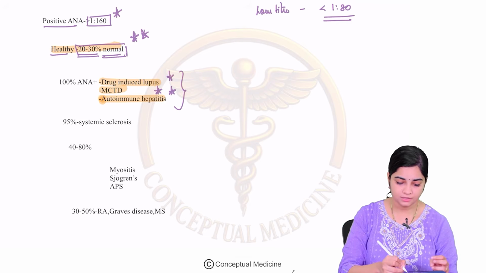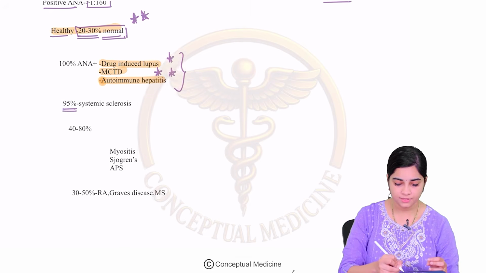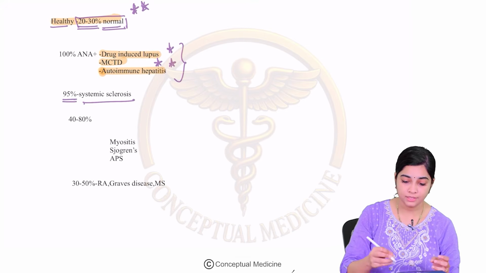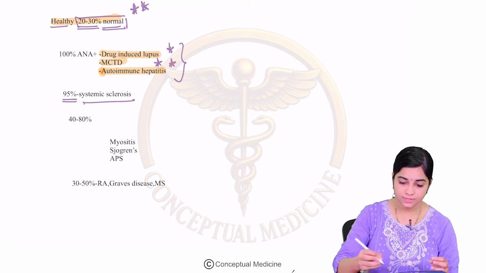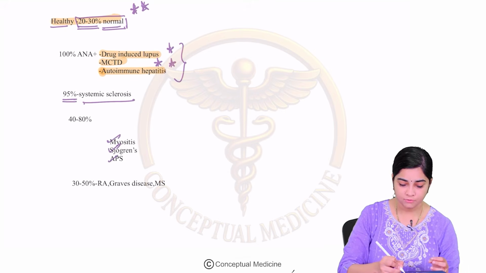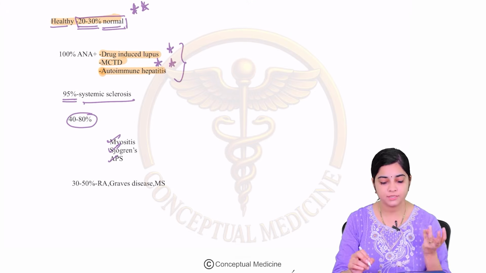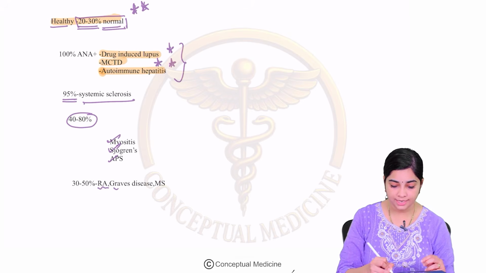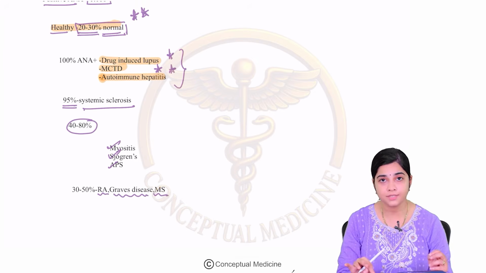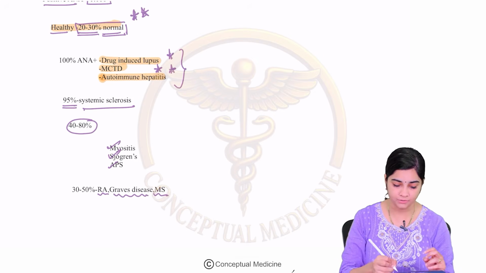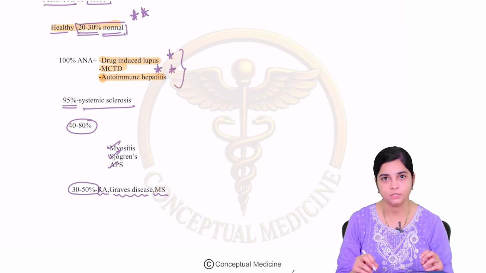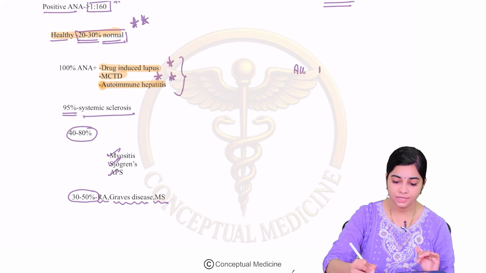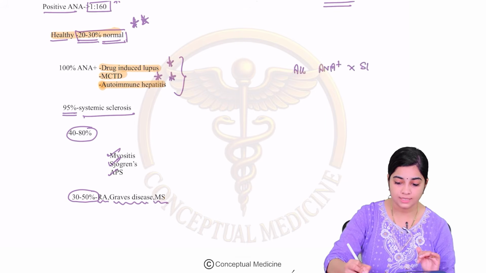Then 95% of the individuals with systemic sclerosis will have ANA positivity, and ANA positivity can be found in other autoimmune disorders like myositis, Sjogren's, and APS. So 40 to 80% of individuals with myositis, Sjogren's syndrome, or APS are going to have ANA positivity, and in rheumatoid arthritis and other non-rheumatological disorders like Graves' disease and multiple sclerosis, you can also have ANA positivity in 30 to 50% of individuals. So what I would like you to take away from this slide is that all ANA positives are not SLE.